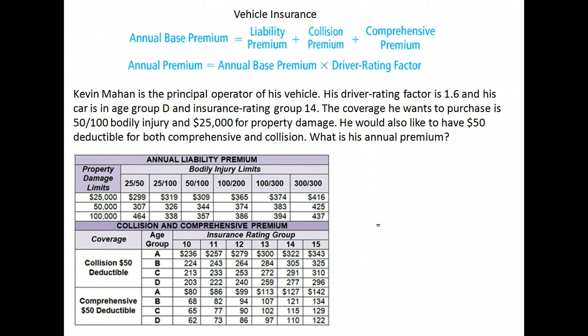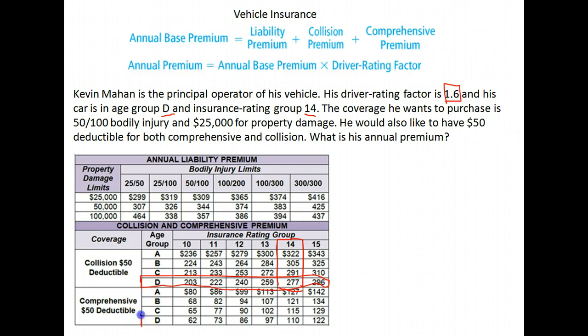All right, here's Kevin Mahan. He is the principal operator of his vehicle. His driver rating factor is 1.6, which again only comes into effect at the very end of our problem if they ask for the annual premium. His car age group is D. His insurance rating group is 14. So that means down here on the table, when we're looking at collision and comprehensive, we're going to be looking in vehicle age group D. Notice the older your vehicle is, the less it costs. And his insurance rating group is 14. So we're looking here. That's what the D and the 14 are for.